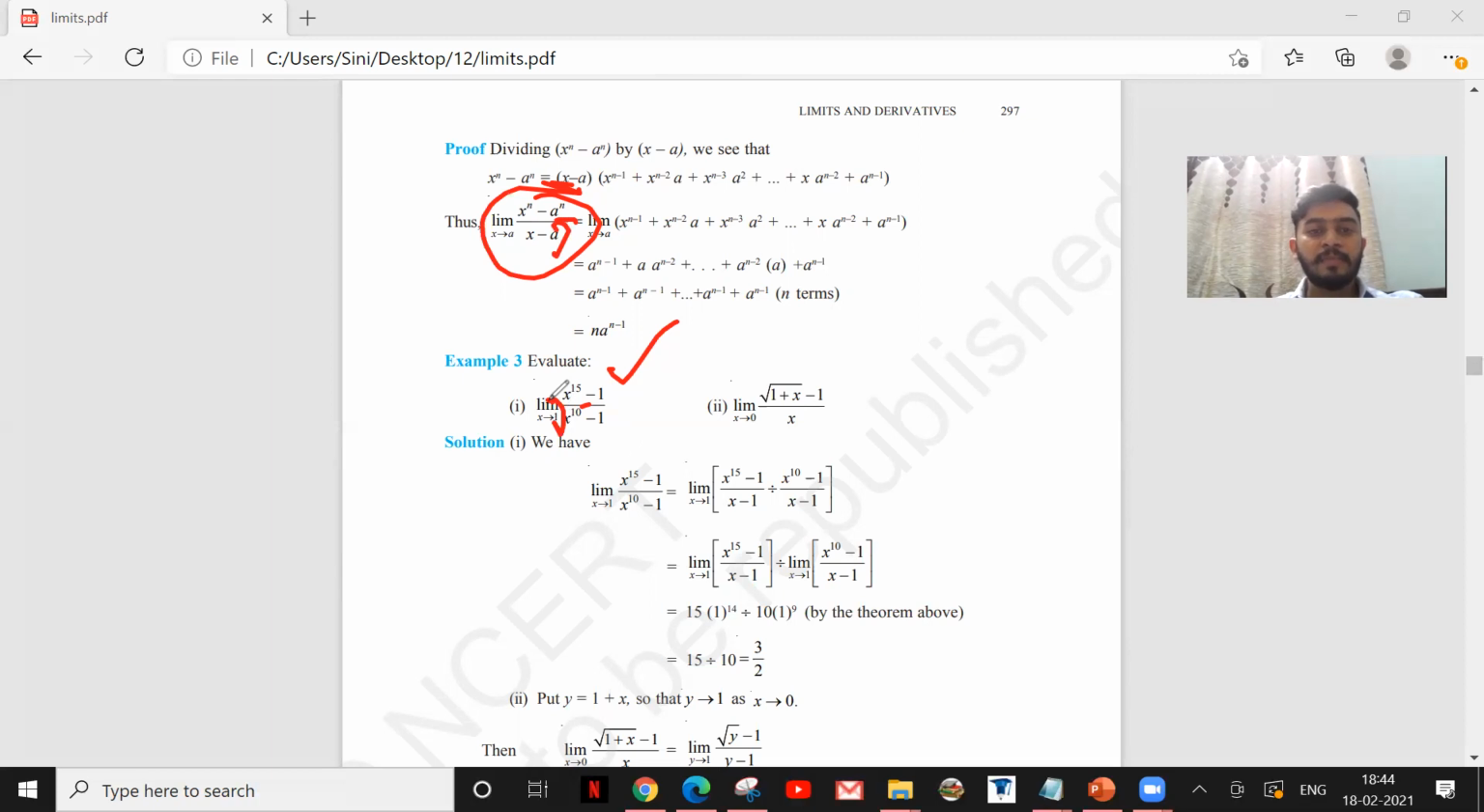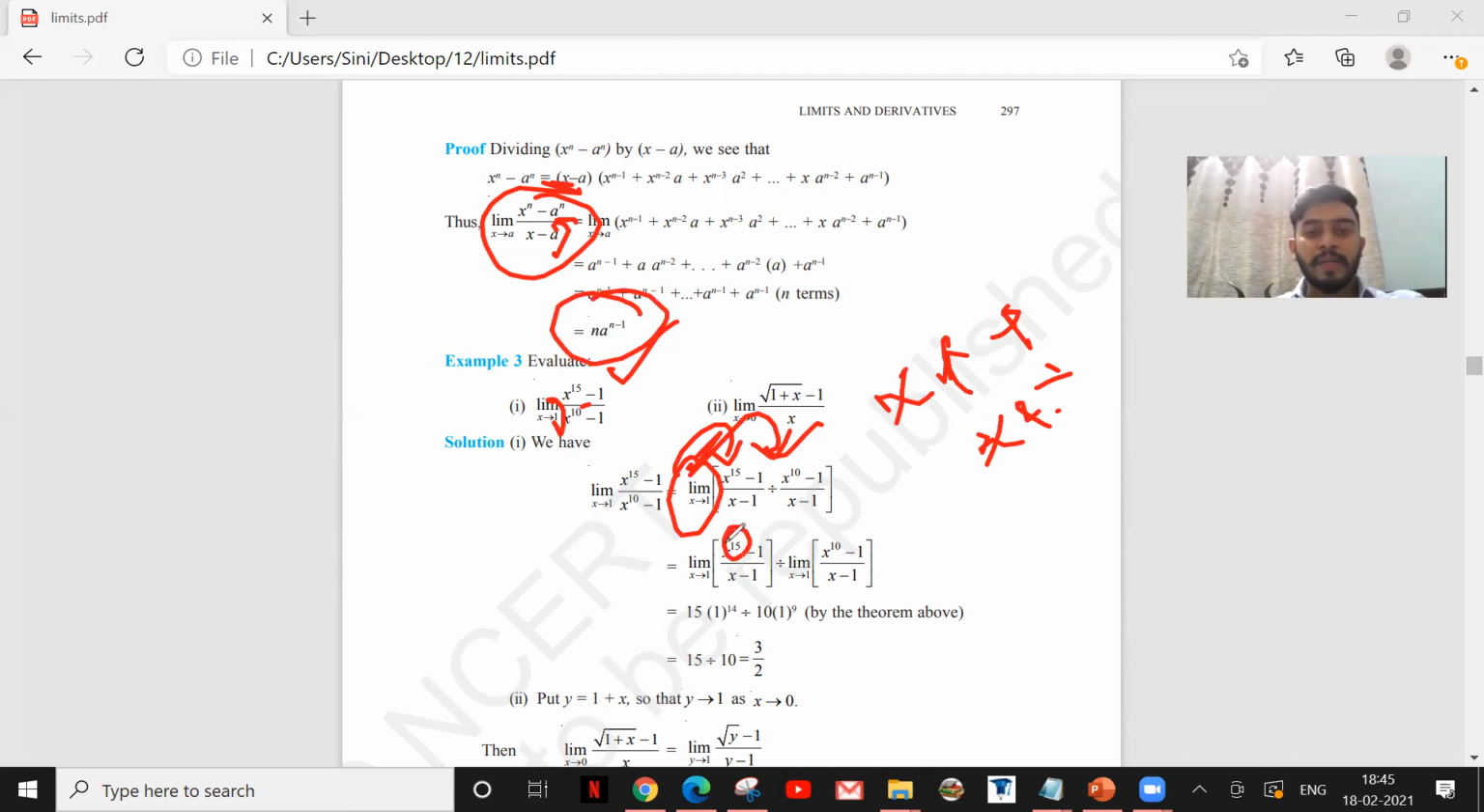So I have to make sure it is divided by x minus 1. So I multiply and divide by x minus 1 respectively, so that I can apply the limit separately to this as well as to this. Clear? I can separately apply the limits. Then I can apply this formula, n a power n minus 1. What is my n? 15. 15 a power n minus 1. So that is not a problem. 15 by 10, that is 3 by 2.